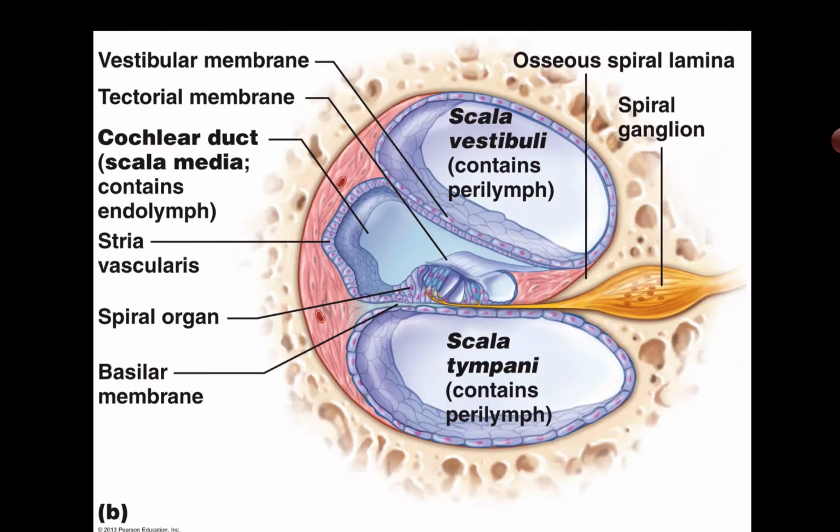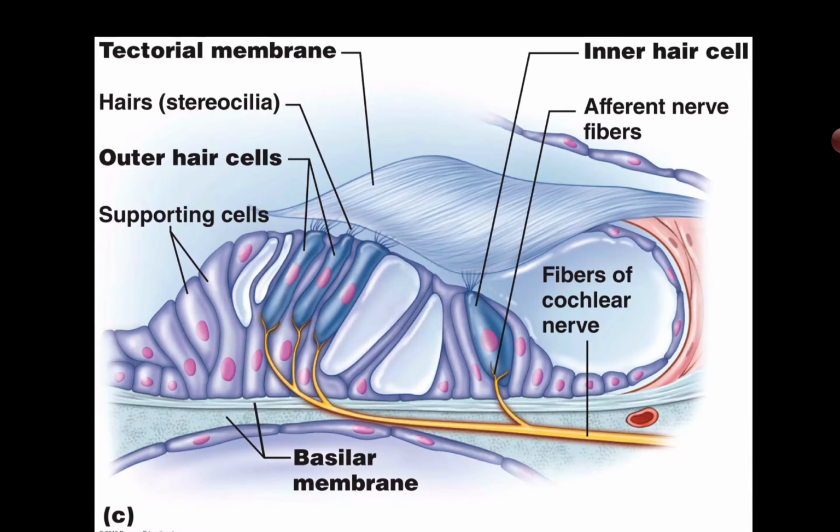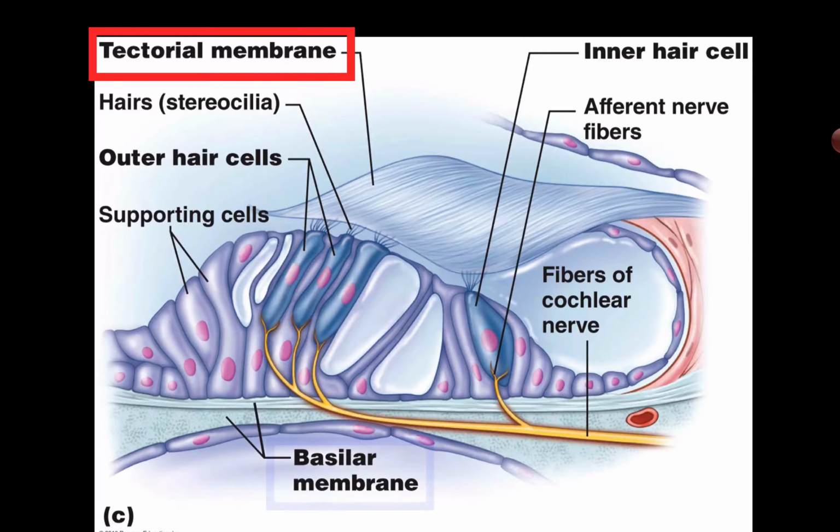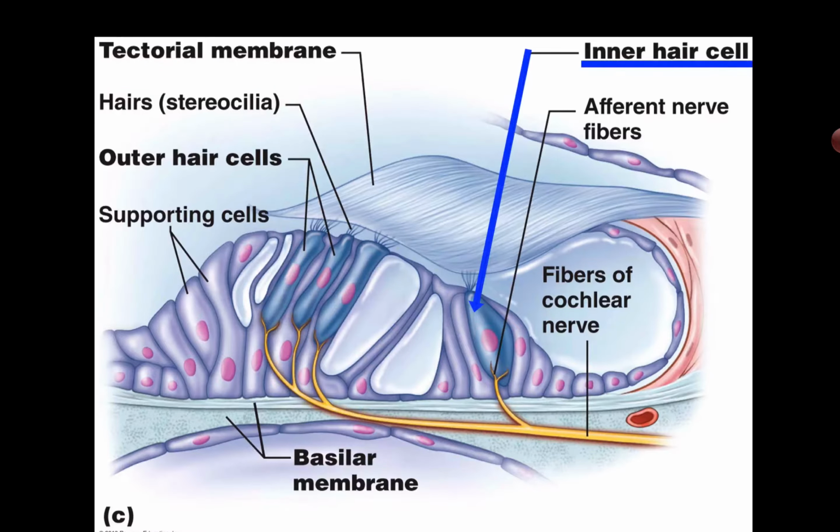What happens there is this basilar membrane contains an organ called the spiral organ. And that spiral organ contains the receptors for hearing. All right, so I'm going to go in a little bit tighter to the spiral organ. Here we're looking at the spiral organ. And here's the basilar membrane just for reference. Here's the tectorial membrane for reference. And notice that on the spiral organ, I have an inner hair cell, and then I have three rows of outer hair cells.